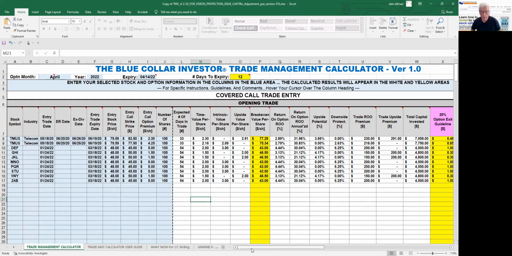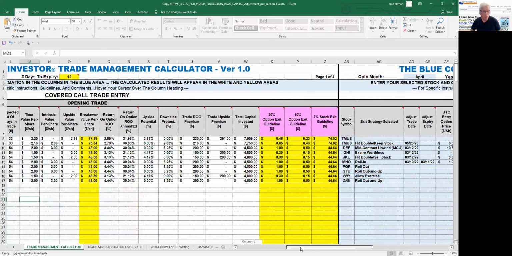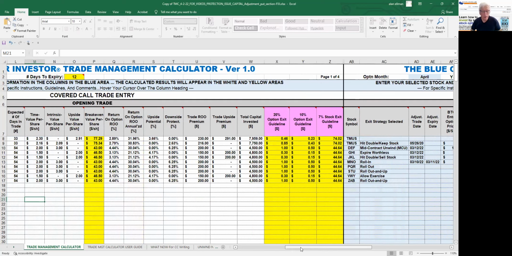So that's section 1. And I'm going to slide over now to section 2. And it tells us that there's 33 days in the trade if we take it to expiration. Here's our time value premium per share, $2.30, with an upside potential of 2.91%. Our break-even price point, 77.29. Now our time value initial profit is 2.89%, which based on a 33-day trade annualizes out to 31.96%.